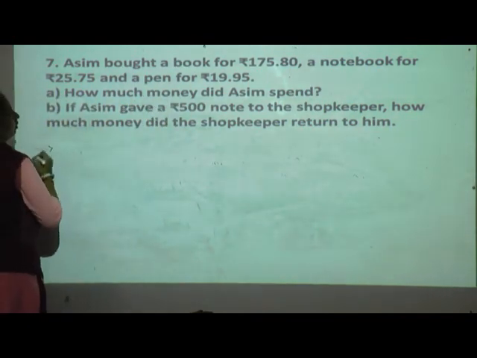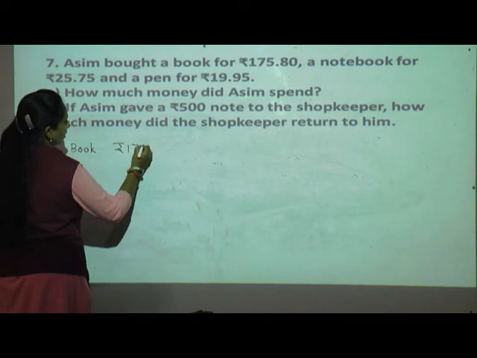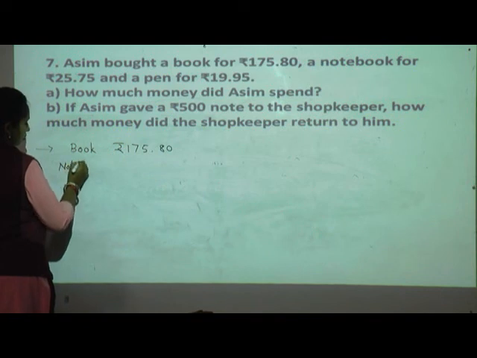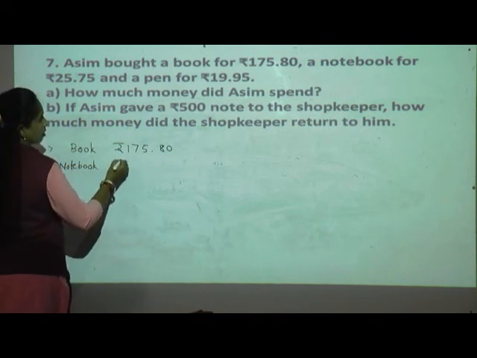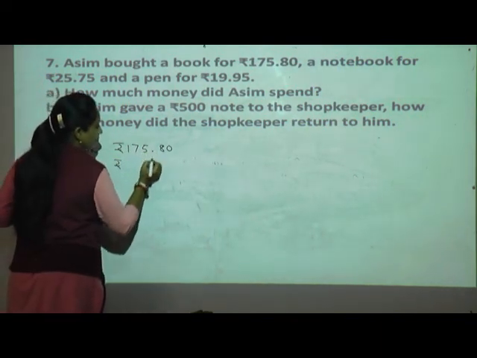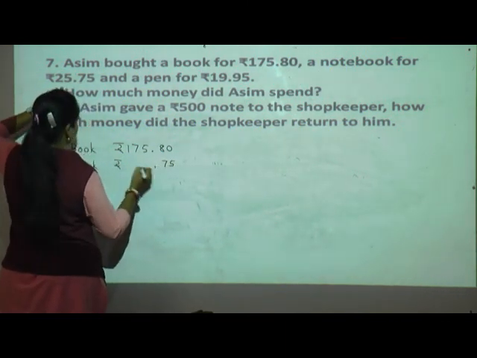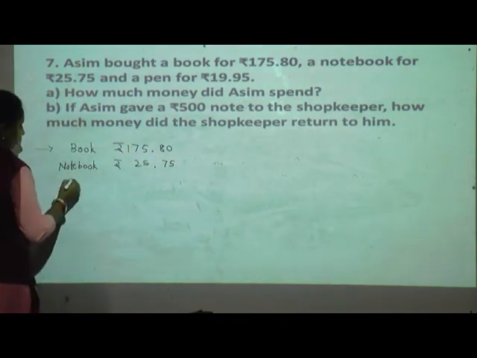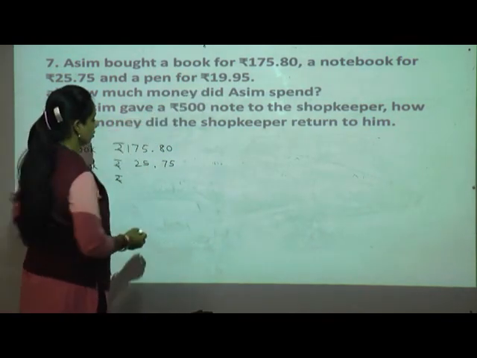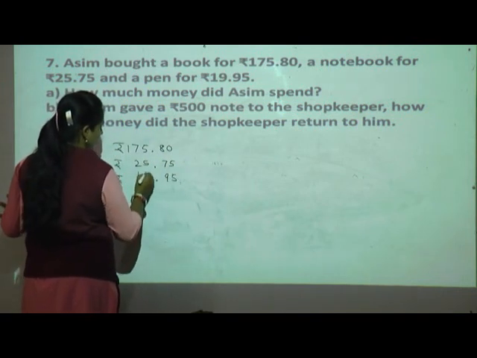So right here, book, rupees 175.80 paisa. Next is notebook, rupees how much? 25.75 paisa. So write properly. Below the decimal point should come. After the decimal 75, before the decimal 25. Next, pen. What is the cost of pen? 19.95. So first give the decimal point, after the decimal 95, before the decimal 19.